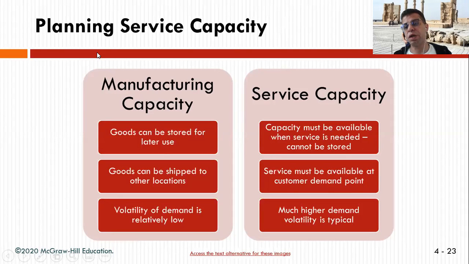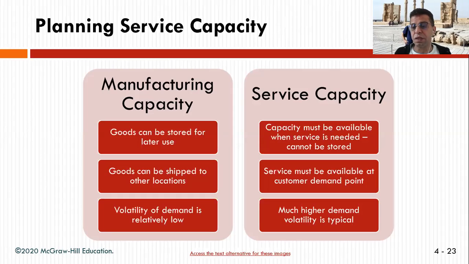Now in the next step, we have production and we have services. And manufacturing capacity differs from service capacity. In manufacturing capacity, you have goods that can be stored for later, so you can have a warehouse. Goods can be shipped to other locations, so if it's not working here, you can ship it somewhere else where there is demand. And the volatility of demand is relatively low, so it doesn't shift up and down a lot like services.